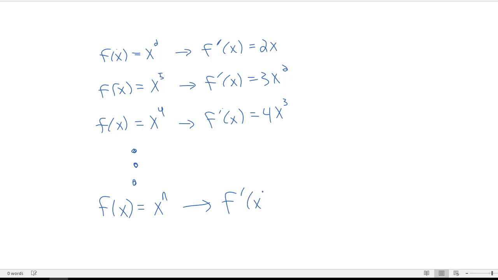So what we typically see presented as the power rule looks something like this. If we have x to the n, we're going to bring the power in front as a coefficient, and then we're going to subtract 1 from the exponent, and that's the exponent in the derivative.